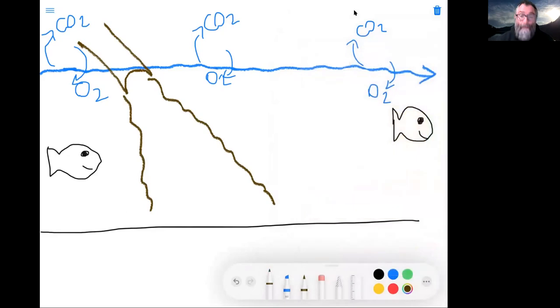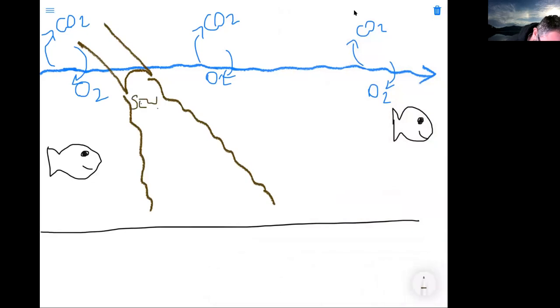So let's put some humans into this system. That pipe represents organic material, and you should make a list. I probably won't be able to fit all this in here, but this could be sewage. This could be paper pulp. This could be ag runoff.